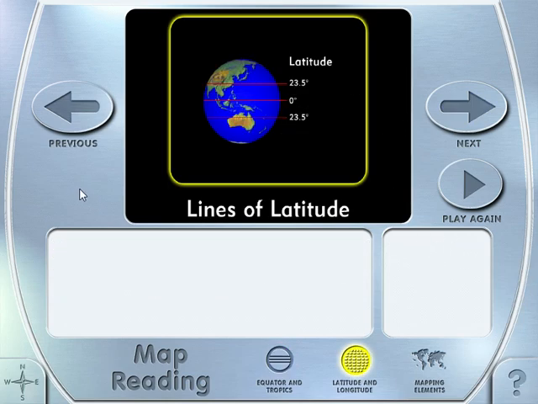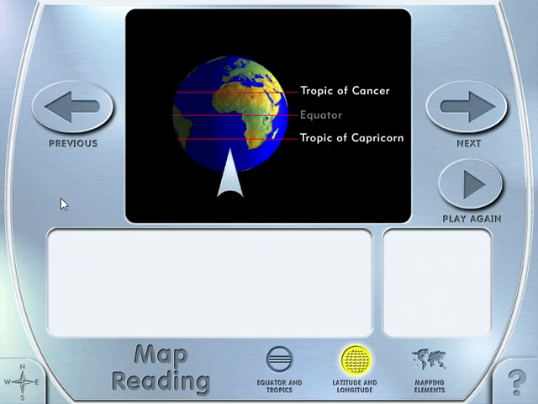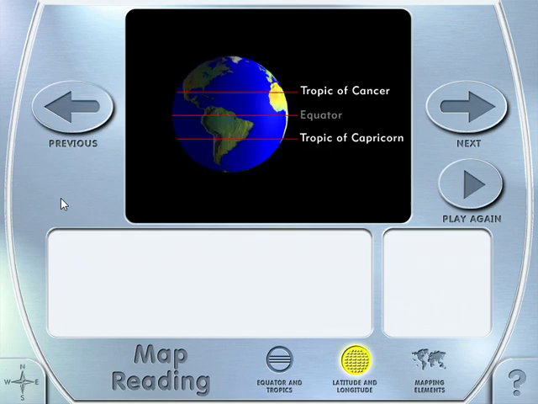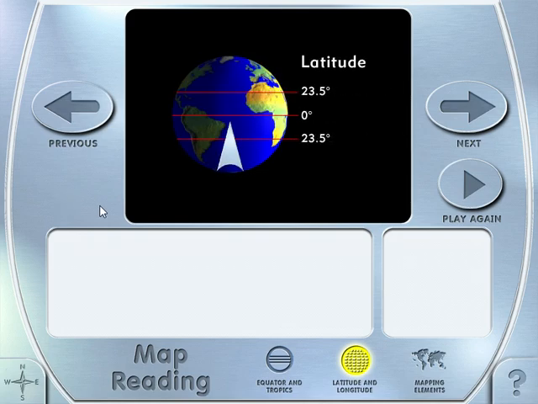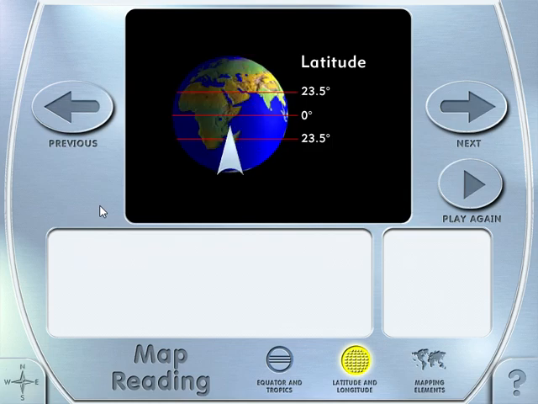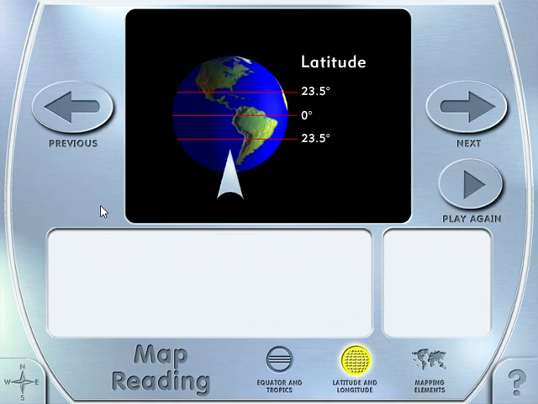Next, lines of latitude. These imaginary lines, the equator, Tropic of Cancer, and Tropic of Capricorn, run around the world from east to west. They are also known as lines of latitude or parallel lines. The equator, being the centre, is said to be at 0 degrees latitude. The Tropic of Cancer is 23.5 degrees north of the equator, and the Tropic of Capricorn is 23.5 degrees south of the equator.